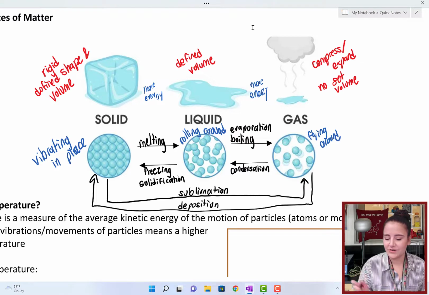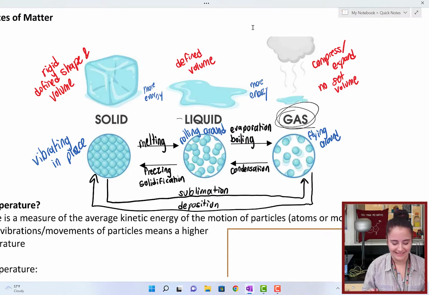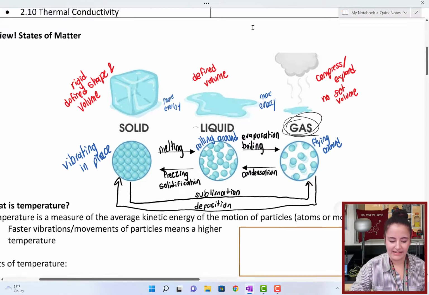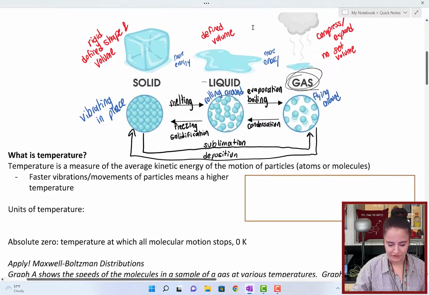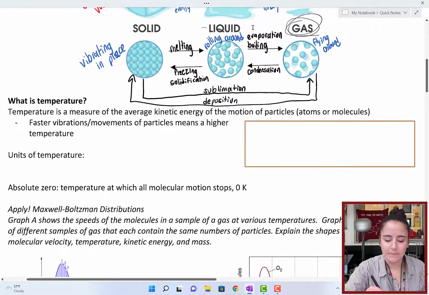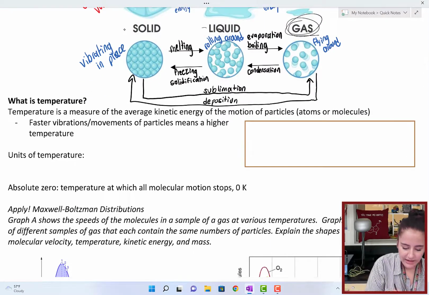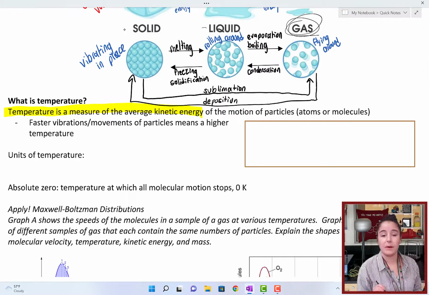Last unit we were focused mostly on liquids. This unit, we're going to be focusing mostly on gases. And with the gases, we will often talk about their temperature. So temperature is average kinetic energy. Temperature is the average kinetic energy of the motion of the particles, atoms, or molecules. So faster movement means a higher temperature.